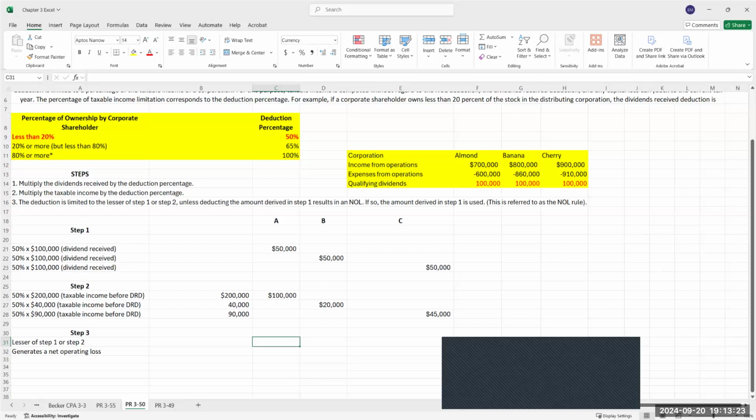So as we look at this example, we look at the lesser of the two, 50,000 minus 100,000, right? We know that if we were to subtract 50,000 from 200,000, that would not create a loss. The taxable income instead would be 150,000. So therefore, we claim the 50,000, right? For Banana Corporation, there's taxable income of $40,000.